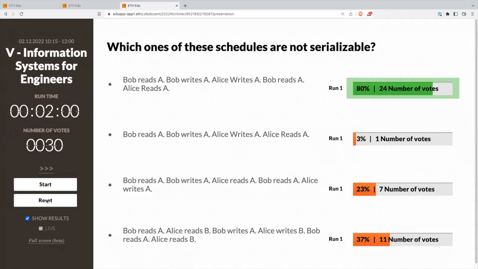And the final one, why is it serializable? Why can you swap things? There was a little bit of a trap here in this one. Bob is always changing A things, and Alice is always changing B things. Exactly. So they are all minding their own business basically. So Bob is only looking and writing to A, and Alice is only reading and writing to B. So they don't even interact.